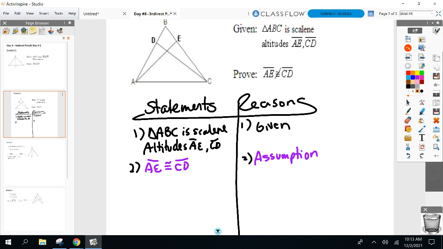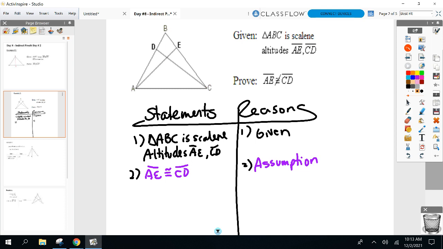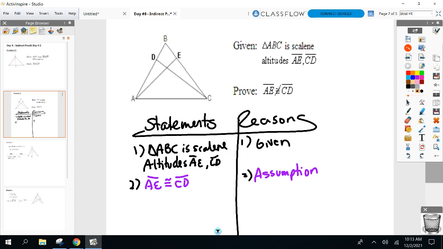All right, this one's a little bit different than what we did yesterday because now you have to recognize I have 2 givens right now. I have altitudes AE and CD, and then I have ABC scalene. We need to contradict one of those. And I know yesterday it was easy. I just looked in the givens for the one that had the word not with it, and that's the one I contradicted. Well, none of them do here. But we still got to contradict one of them.